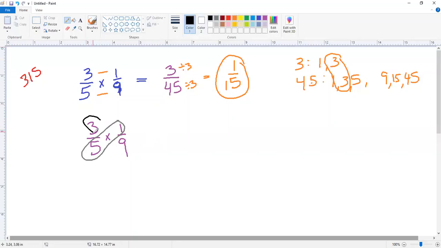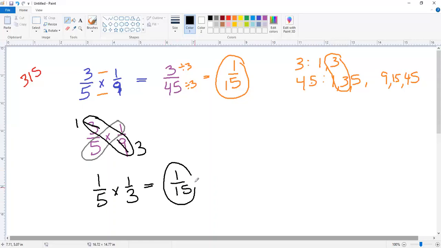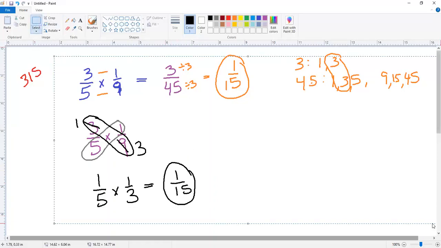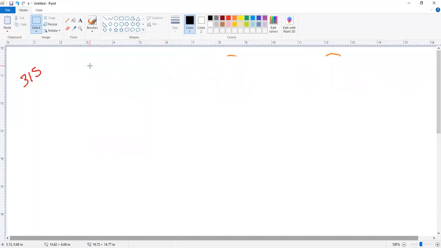But now I'm going to look at the 3 and the 9. Can I simplify 3 and 9? Yes, I know that 3 can go into 3 one time, and I know 3 can go into 9 3 times. So I'm going to rewrite my question now as 1 over 5 times 1 over 3, and I get 1 over 15. So I know that's a lot. We're going to practice both ways because, you know, you might like the first way better, but you might like the second way better, but you're not going to know unless we practice. So let's go ahead and clear that out.